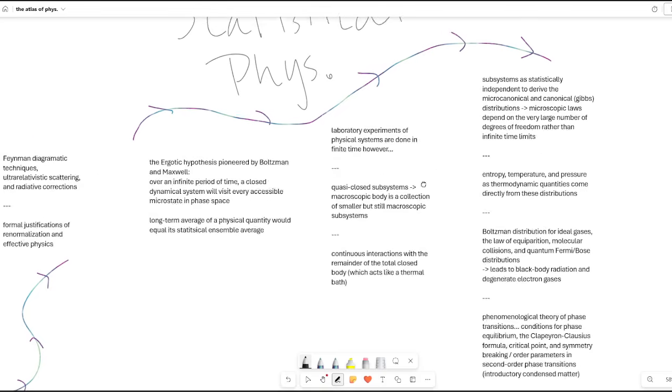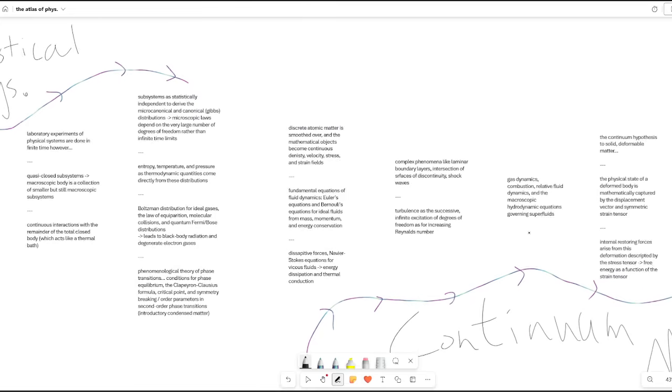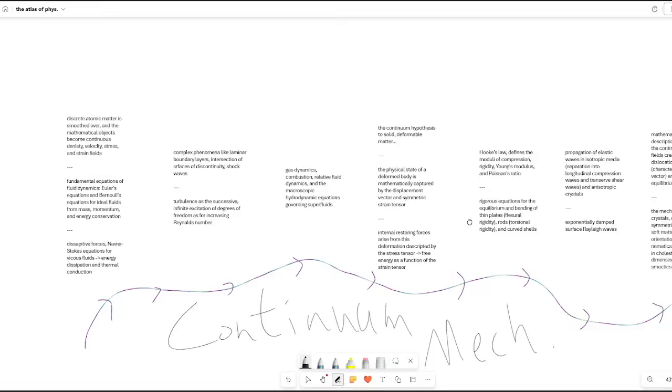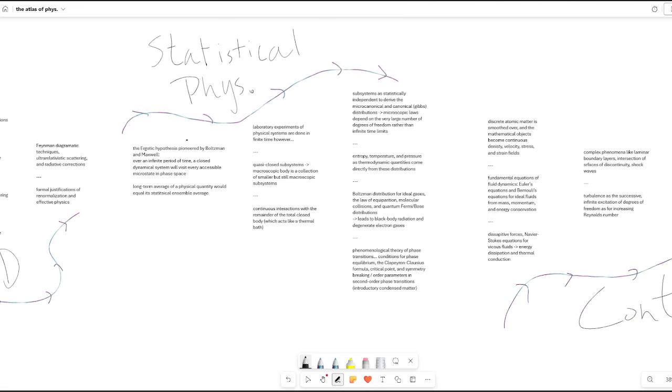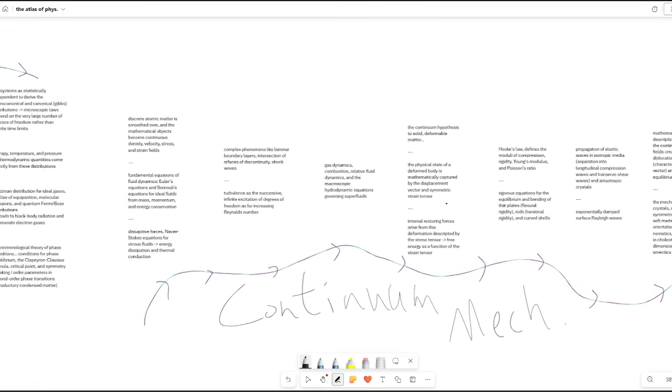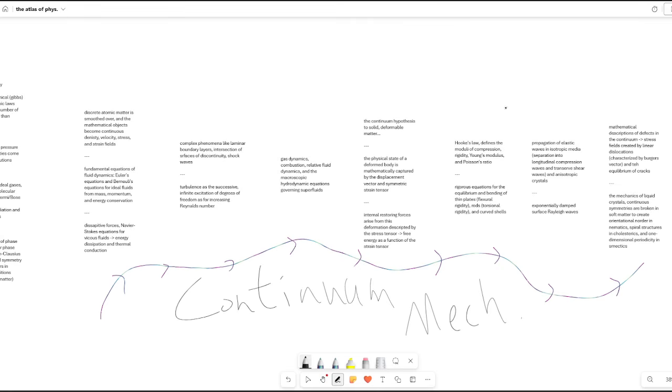Okay. Now moving on to this one, which is continuum mechanics. As you can see, it's kind of a massive field. But basically, we're applying statistical averaging to the idea of bulk matter. All right. So bulk matter itself. This is where all of your very nonlinear partial differential equations come from.